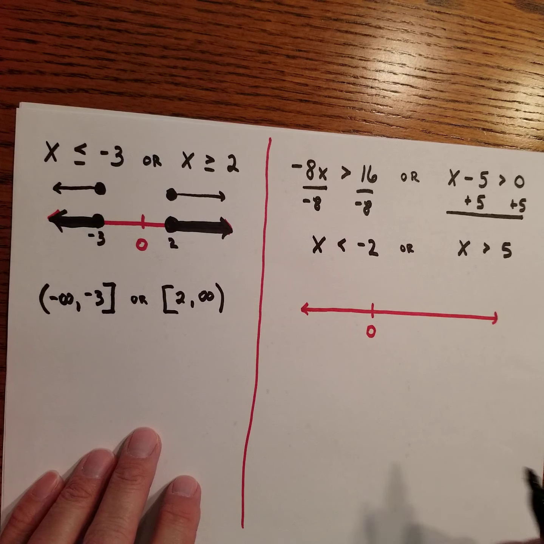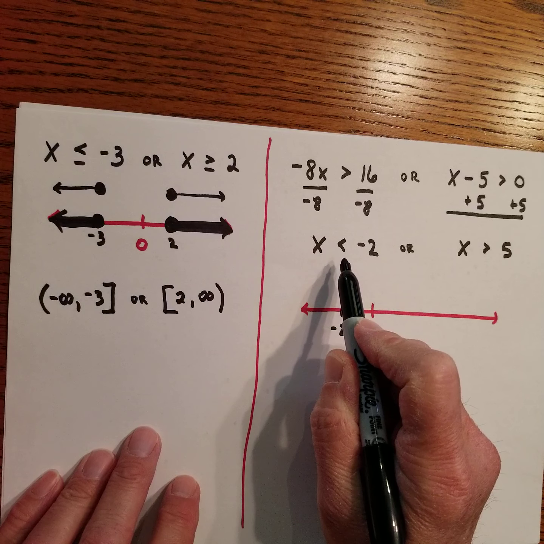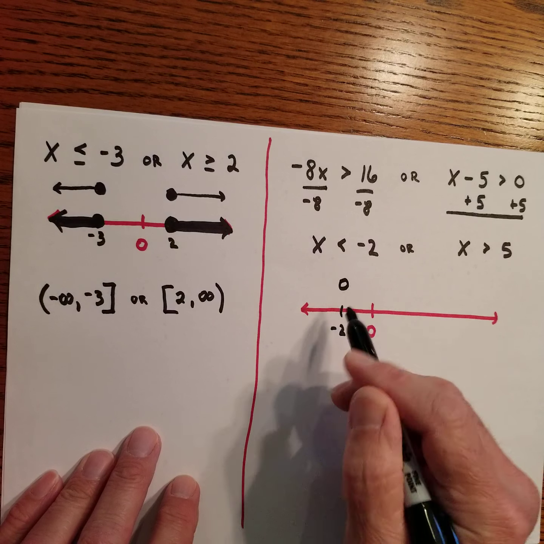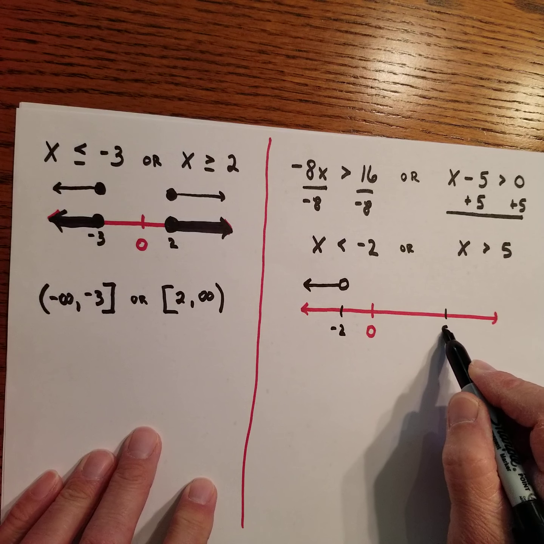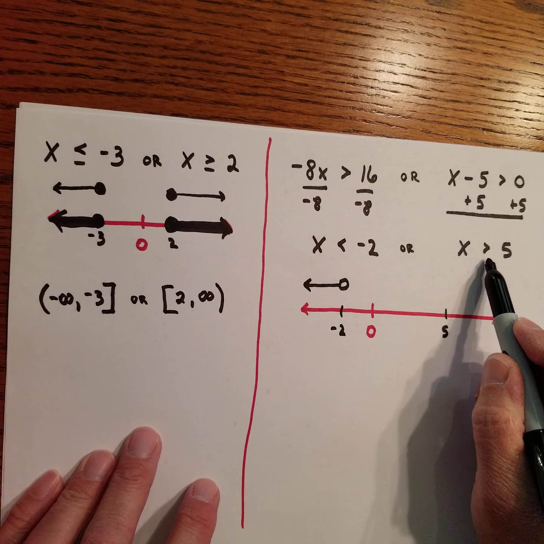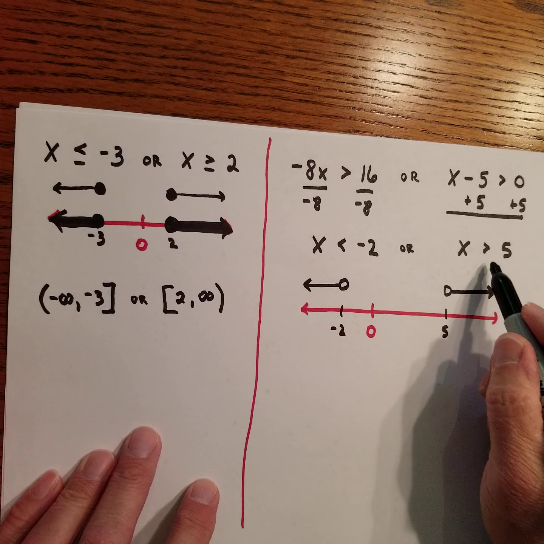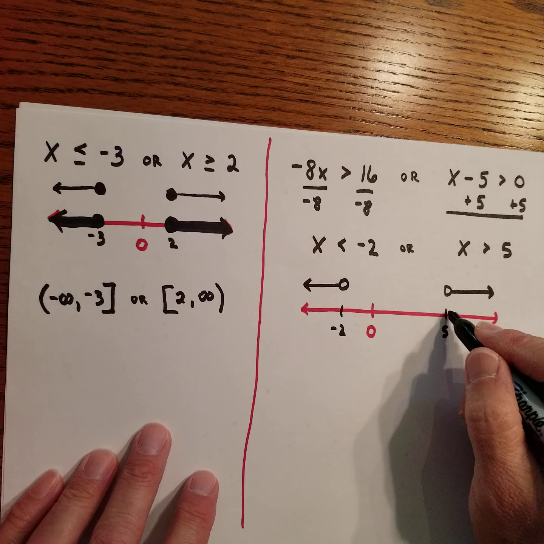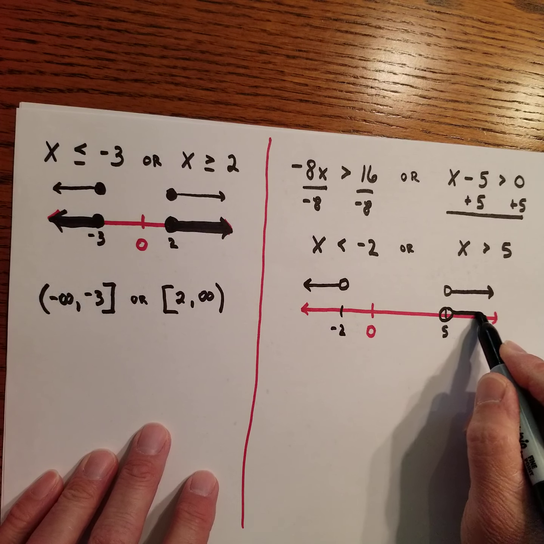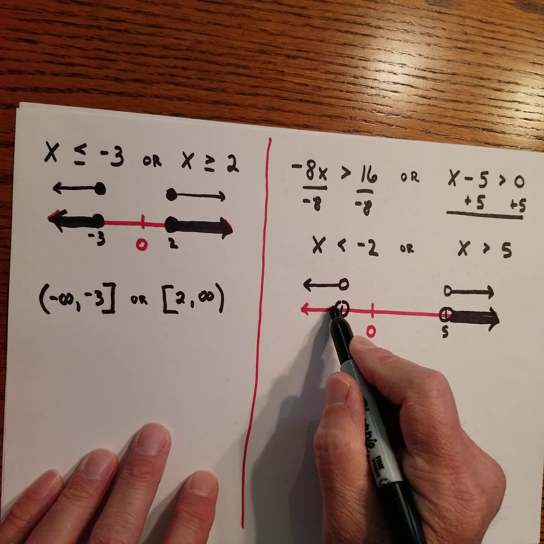Let's try the graph. This side of the problem says cover numbers that are less than -2. That would be to the left of -2. No equal bar, so don't color in the dot. This half of the problem says cover numbers that are greater than 5. That's to the right of 5. But again, no equal sign, don't color in the dot. The word or means if it's covered by this line, we want it. Or if it's covered by this line, we want it.